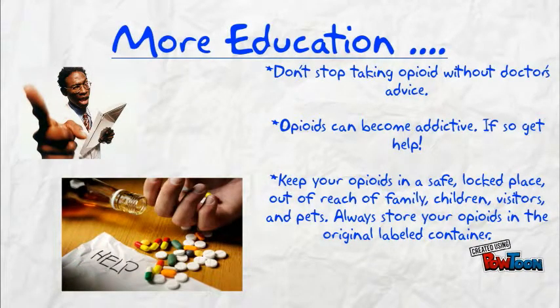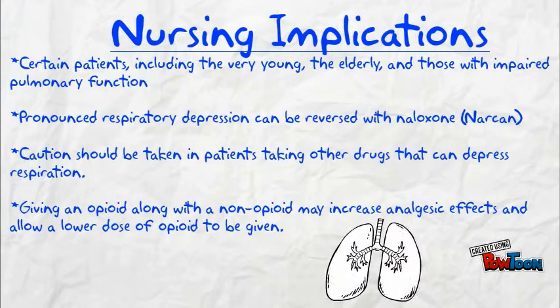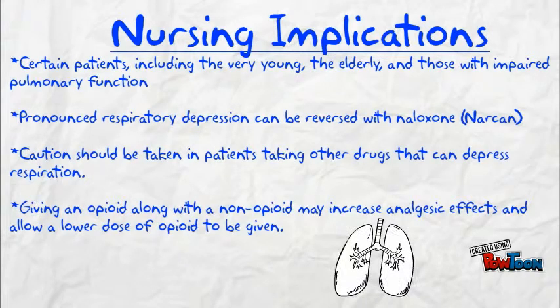In addition, patients should be informed that opioids can become addictive, and if needed, they should seek help. Finally, tell the patient that opioids need to be kept in a safe, locked place away from vulnerable populations. Certain patients who are at risk for respiratory depression must be monitored closely when taking opioids. Narcan should be kept on hand for patients taking opioids as it can reverse respiratory depression. Caution should be taken in patients taking additional drugs that can also depress respiration.